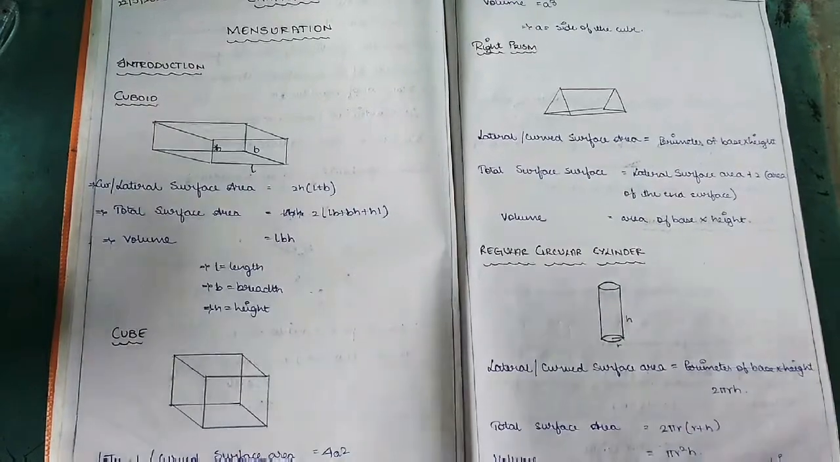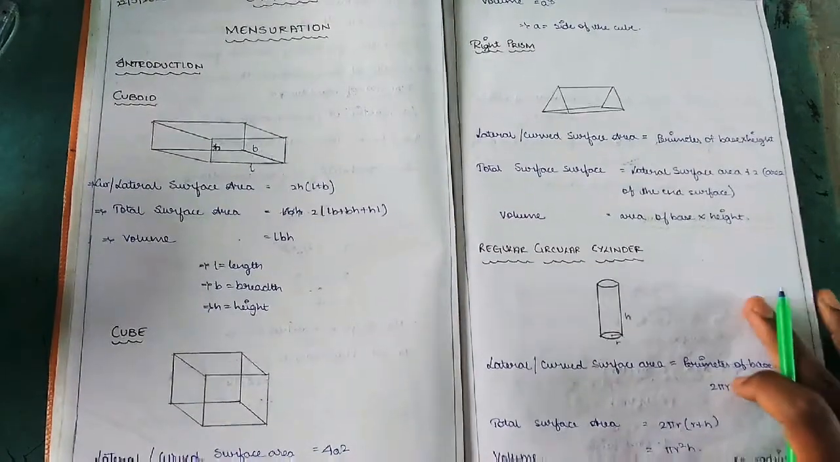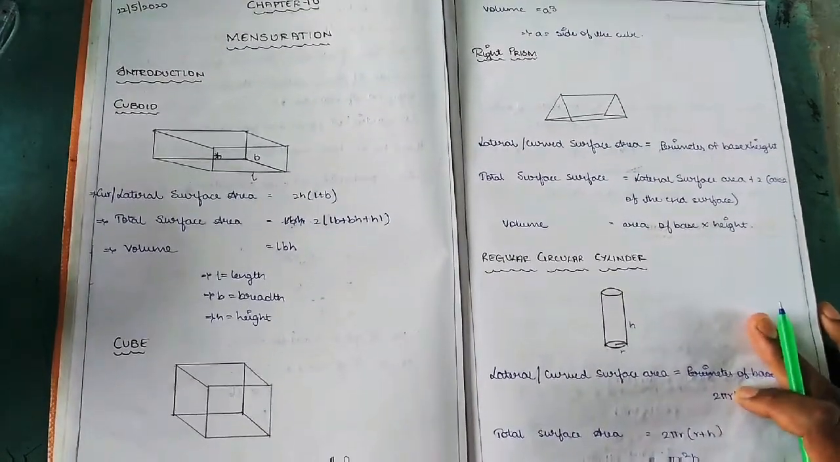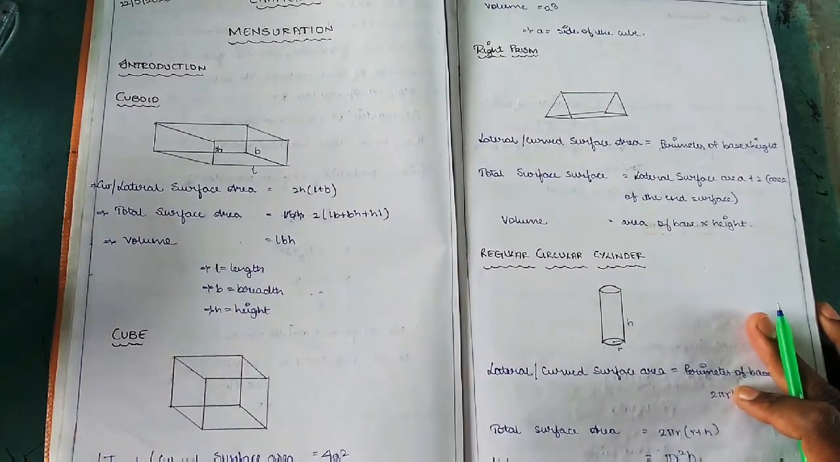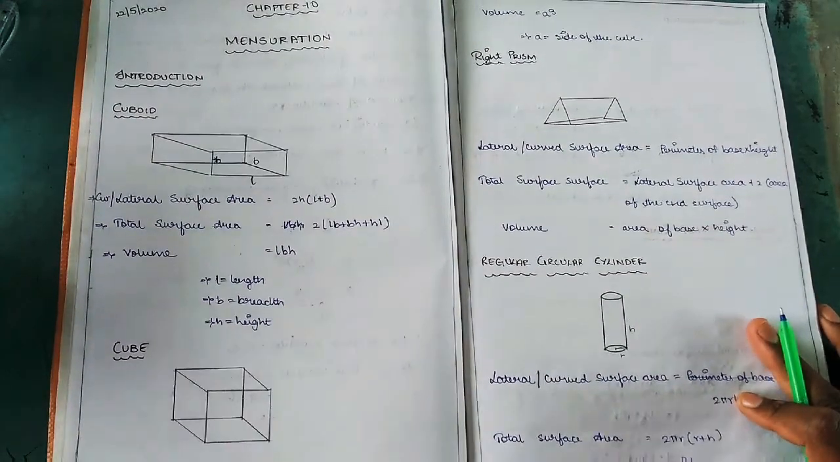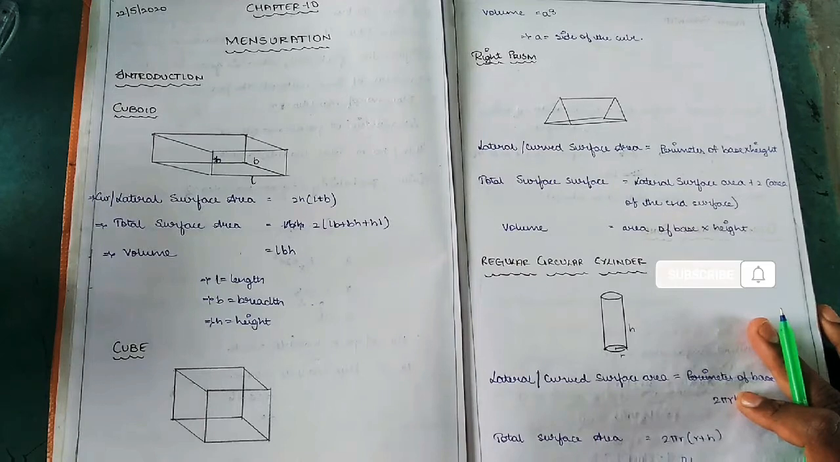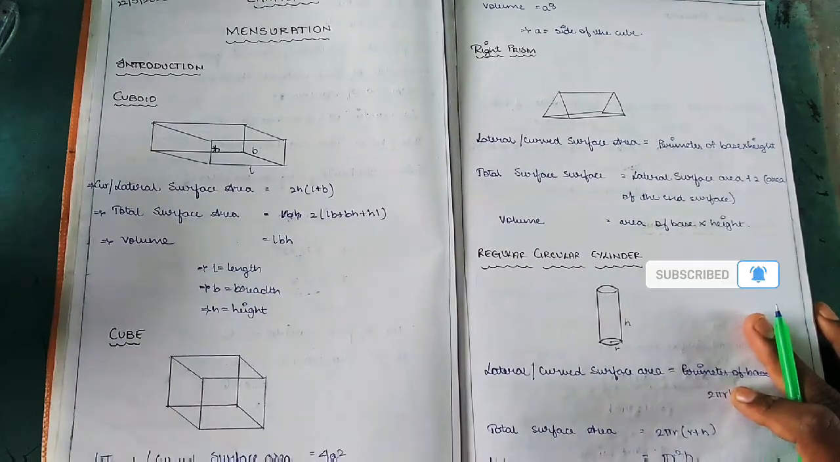Hi guys, with the last video we have completed the lesson Polynomials, that is chapter 3. So in this video we shall discuss chapter 10, Mensuration. So it is the 10th chapter.